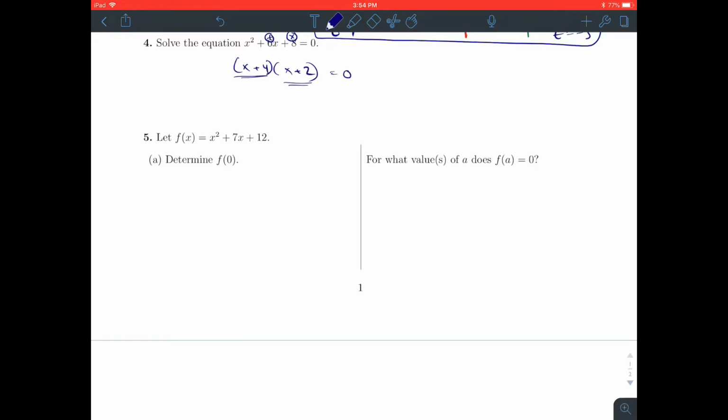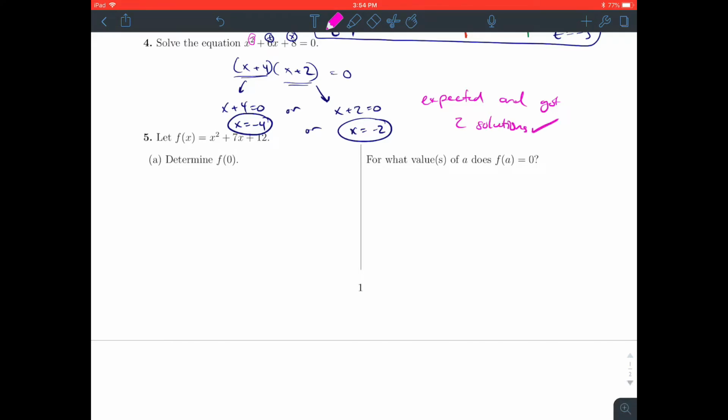Now if this times this is 0, then either this is 0 or this is 0. To make this 0, x has to be -4. To make this 0, x has to be -2. And you might say, well, we got two solutions. That's crazy. But we expect to get two solutions because the highest power here is 2. So we expected and got two solutions, which is a really nice check of our work.